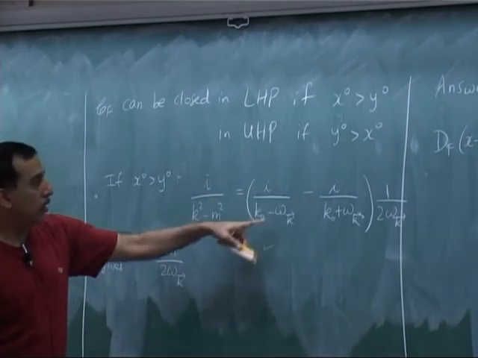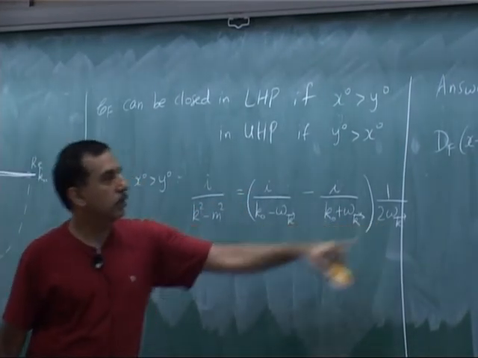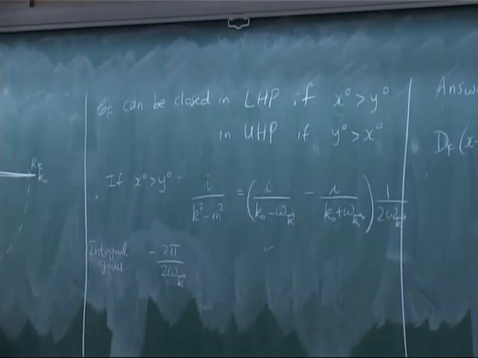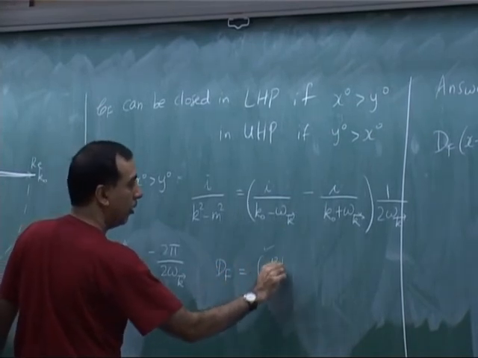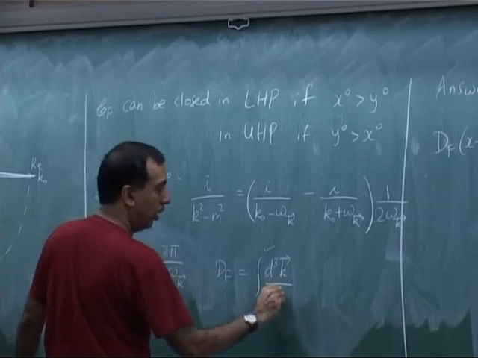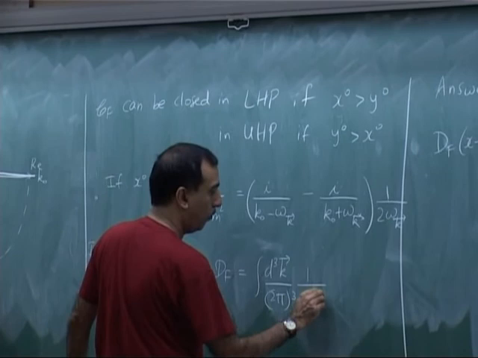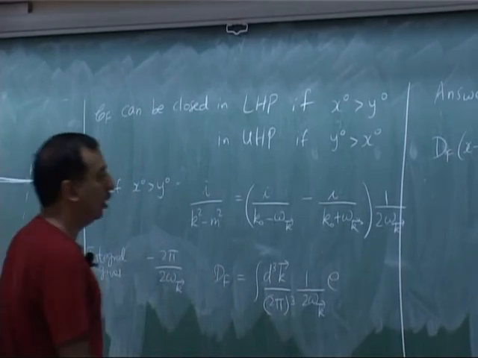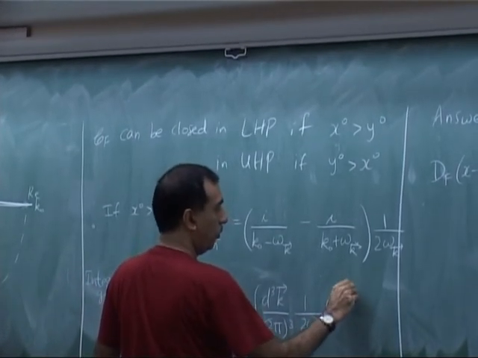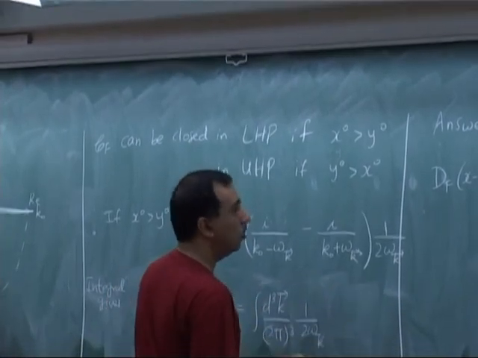So from here, 2 pi i from evaluating the contour integral, so that's minus 2 pi, and then I just have to put that in there. So dF is equal to integral d3k over 2 pi cubed. Dk0 is done. 1 over 2 omega k. And then e to the minus i omega k, that's done also.